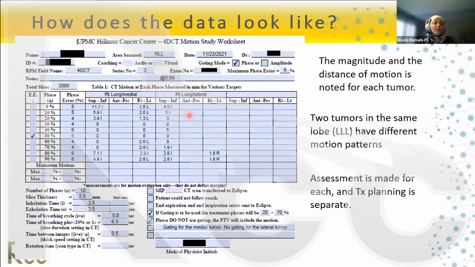And this is still within the RTOG guidance, right? It is less than 5 millimeter. So I can then create the ITV, as we mentioned before, from the full phases. And this is what is being pushed to the planning system. Now here's a question.